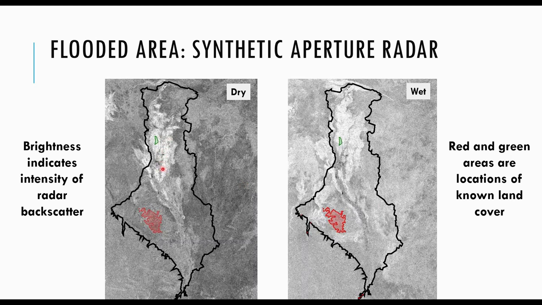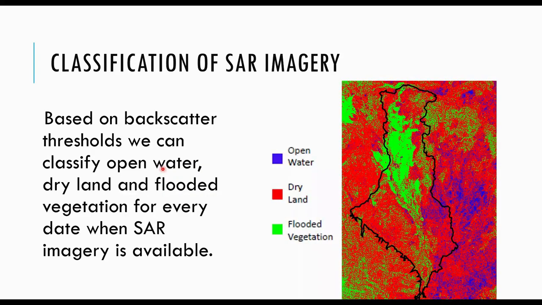So why do we care about this? We care because this means we can apply the brightness to understand how much area is flooded, how much area is open water, and how much area is dry. We can do this using backscatter thresholds. Through some details that are available in papers we've written on this, it's not too difficult. You identify the thresholds and say, based on these thresholds, if it's really dark, it's open water. If it's in the middle, it's dry land. If it's bright, it's flooded vegetation. And here's just an example of one image where this happened.